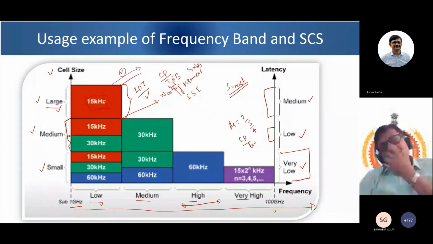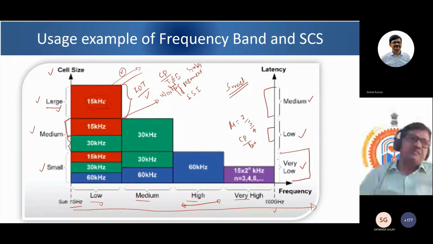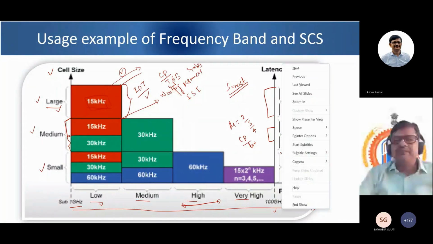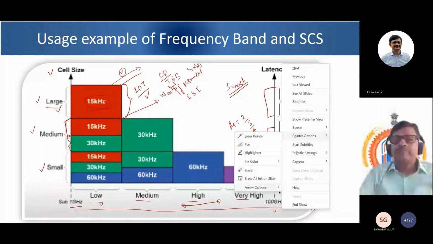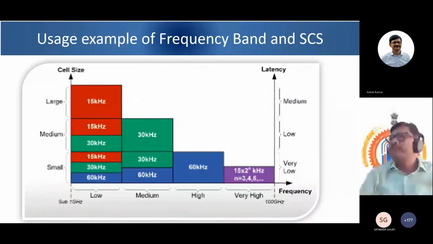That means if there is a low latency application, that should be covered with higher frequency band, small size of the coverage, small cell, so that I have lower latency. I hope I tried to explain this concept. If you have any question, I'll try to answer it again. Any question here? Okay, no question, then let me proceed.